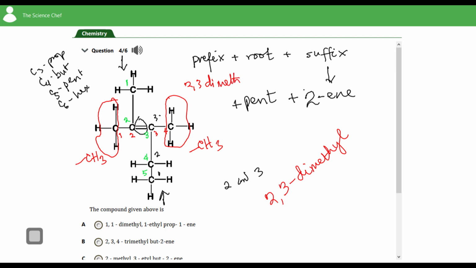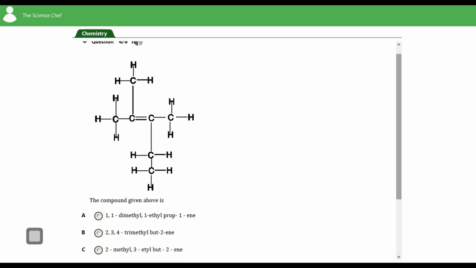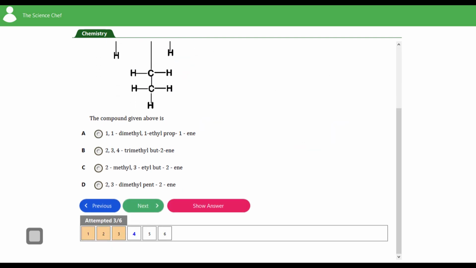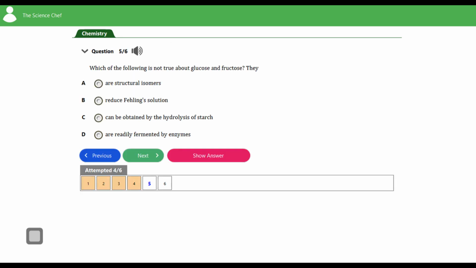2,3-dimethyl, right? 2,3-dimethyl plus pent plus 2-ene. So if we put everything together, the name of the compound will be 2,3-dimethyl pent 2-ene. So let's see whether the option is there. Remember 2,3-dimethyl pent 2-ene. Write that down. 2,3-dimethyl pent 2-ene. That's option D. Option D.